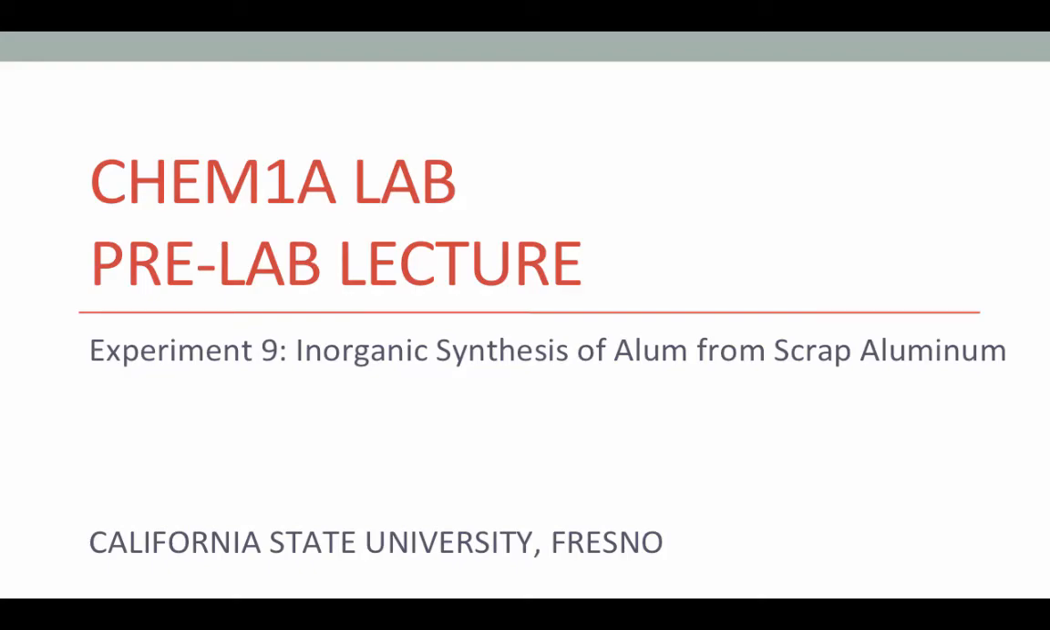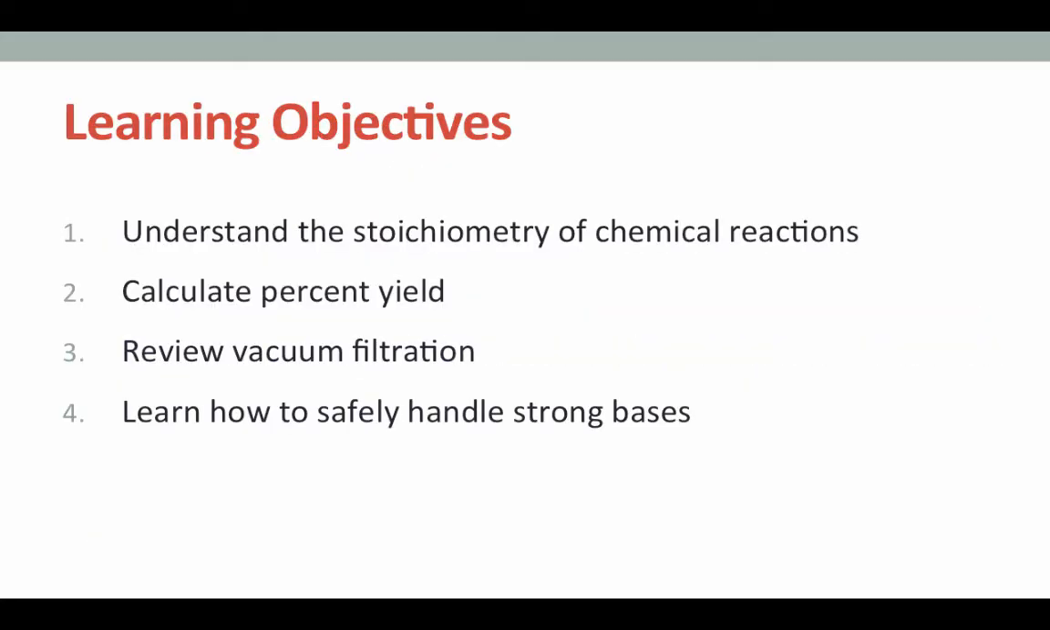Hello, and welcome to the Chem 1A pre-lab lecture for Experiment 9, Inorganic Synthesis of Alum from Scrap Aluminum. Our learning objectives today are to understand the stoichiometry of chemical reactions and learn how to balance reactions. After performing the synthesis of alum, we will practice calculating percent yield. Through the experimental procedure, we will review vacuum filtration as a separation technique.